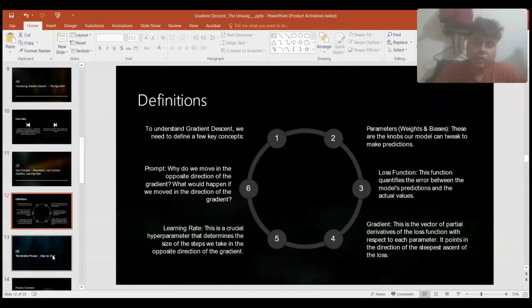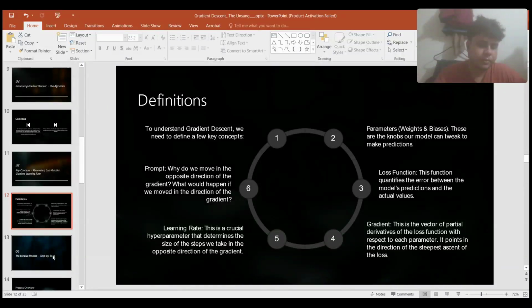Another question to the audience: why do we move in the opposite direction of the gradient? What would happen if we moved in the direction of the gradient? We move in the opposite direction of the gradient because the gradient tells us where the loss is increasing most rapidly. Our goal is to decrease the loss, not to increase it. So we take steps in the negative gradient direction. If we move in the direction of the gradient, we will be making our model perform worse, increasing the error. It means we're going uphill instead of downhill in our quest to find the bottom of the hill area.